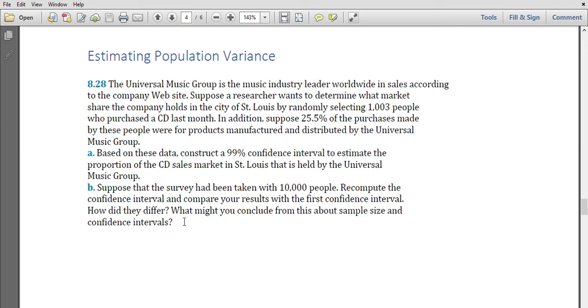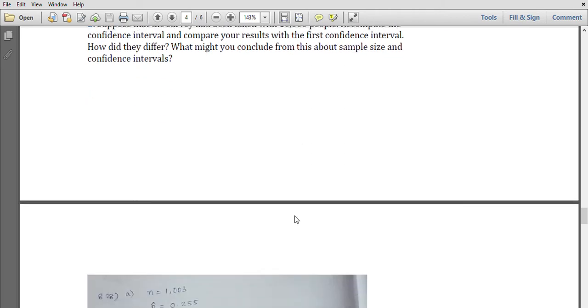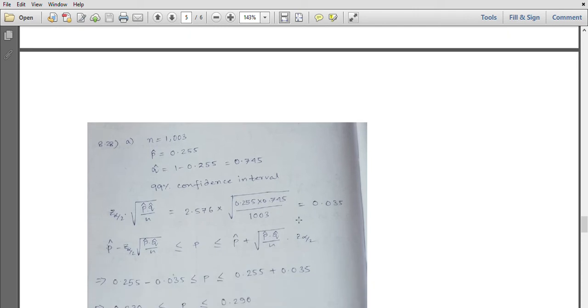suppose that the survey had been taken with 10,000 people instead of just 1,003. Recompute the confidence interval and compare your results with the first confidence interval. How did they differ? What might you conclude from this sample size and confidence intervals? Now let's put all the numbers together.